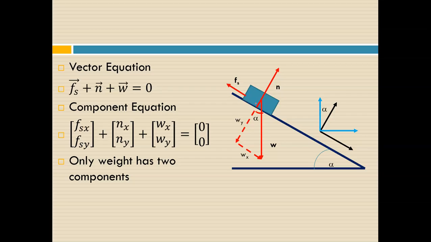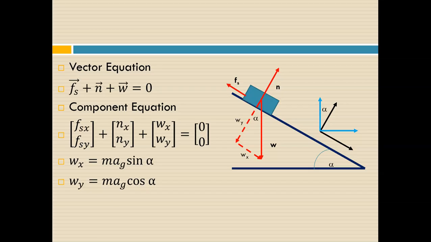So now comes the next question, which is, what are the expressions for wy and wx? Well, since alpha is our angle, wy is adjacent, so we're going to use a cosine, and wx is opposite the angle alpha. And so that gives us the expression wx equals m a sub g sine alpha, and wy equals m a sub g cosine alpha.